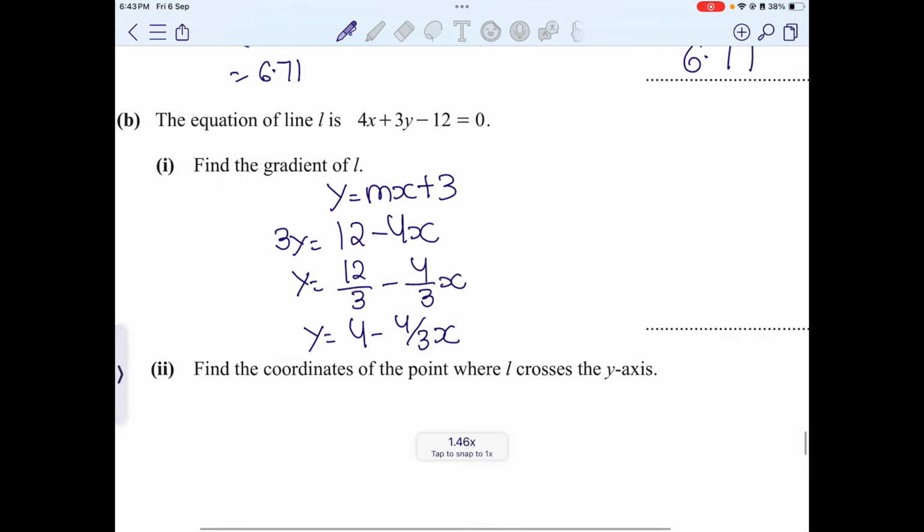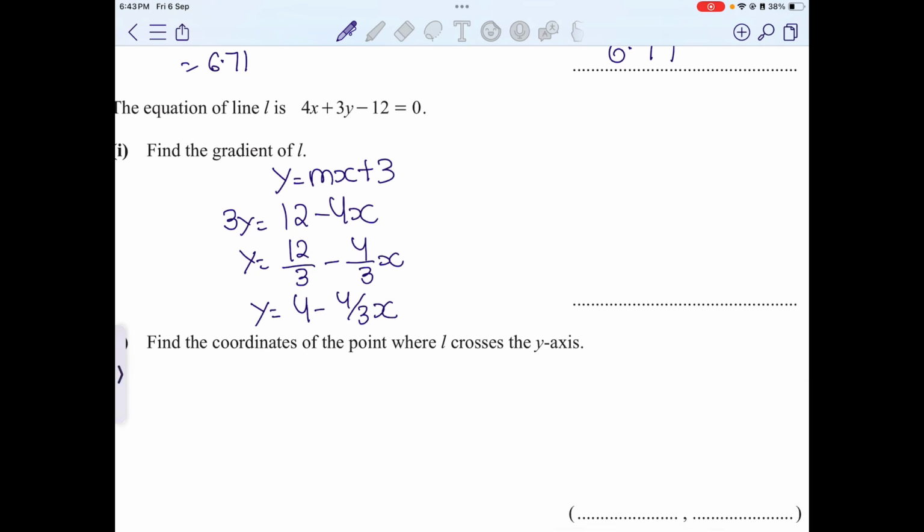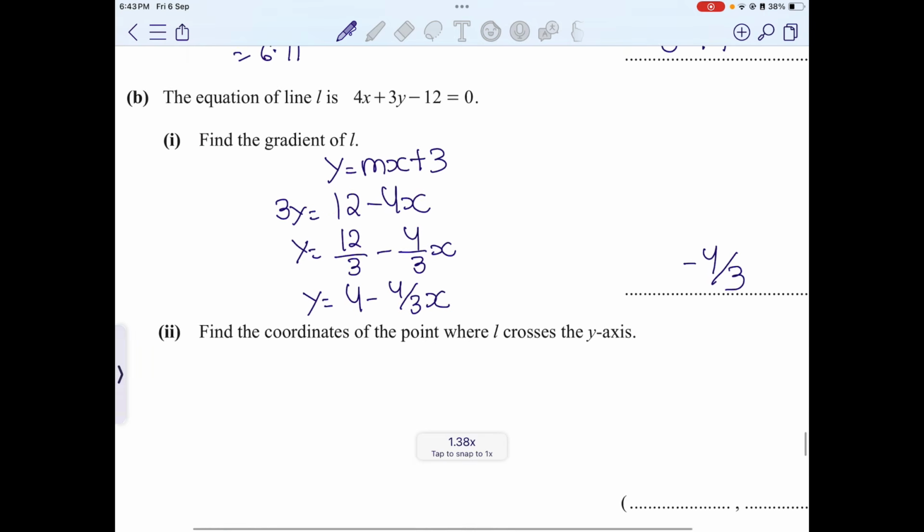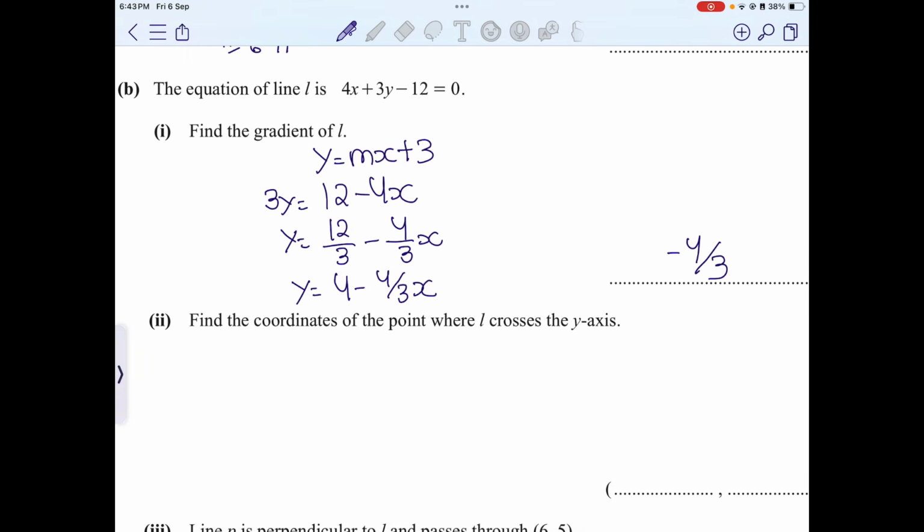Now what is the gradient? The gradient is the value which is the coefficient of x. The coefficient is negative 4 over 3. Because there is a negative sign, we put the negative sign in front: negative 4 over 3. That's the gradient.